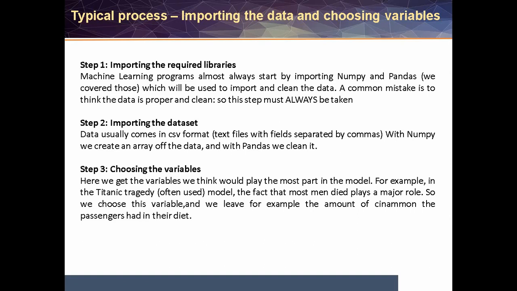If the database has a value of whether the passenger likes cookies or not, I don't think that means much for his survival. Yeah, maybe if he likes cookies and nothing else, maybe he will die of starvation, but that's less important than being a guy or being rich or not, okay? Another example: the amount of cinnamon the passenger had in his diet. What's the point of that in whether or not he drowned?